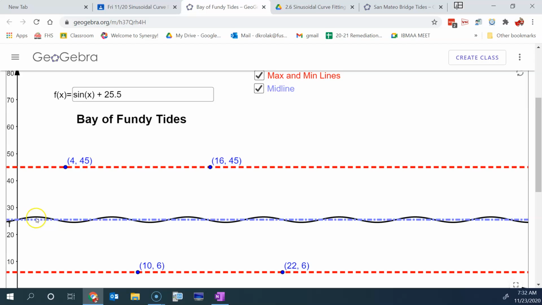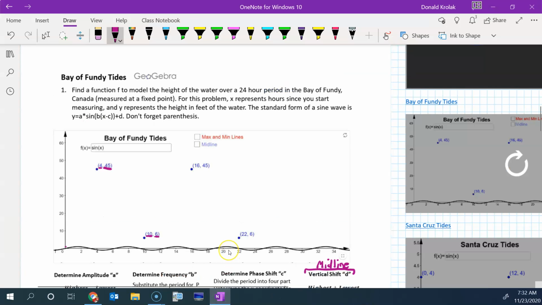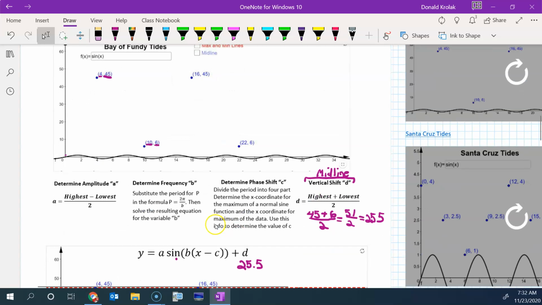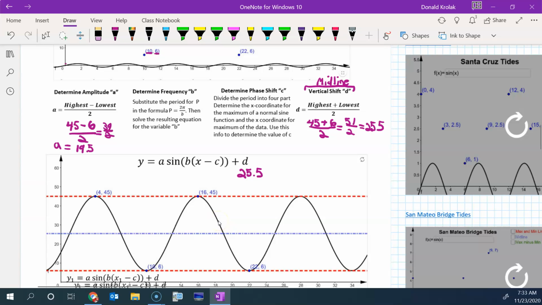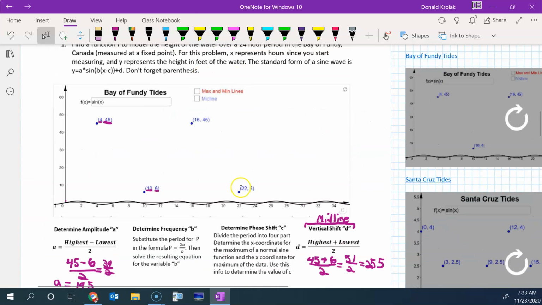Now what we're going to do is get the amplitude so that these hills and valleys touch these red lines. To get our amplitude, the amplitude A is the highest minus the lowest, divided by 2, which is 19.5. So we'll enter that.